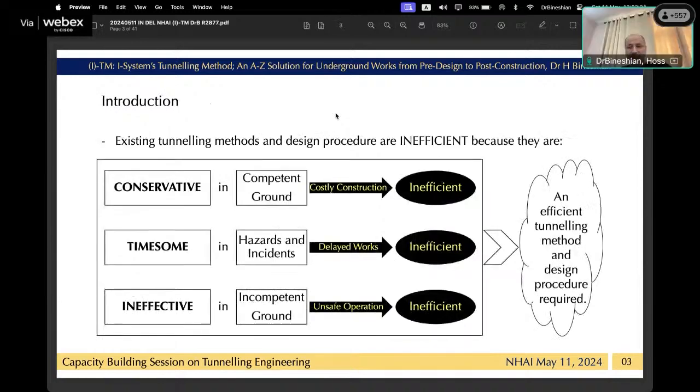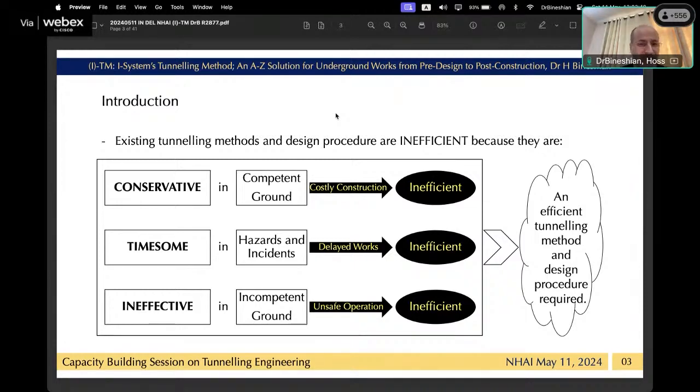This is the third slide. It is the introduction. Is it visible to everyone? Yes, Dr. Yes.